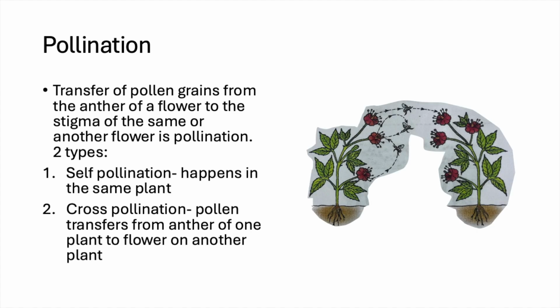Pollination is the transfer of pollen grains from the anther of a flower to the stigma of the same or another flower. There are two types of pollination. Self-pollination happens in the same plant. It could be on the same flower itself, or it could be another flower on the same plant. Cross-pollination is when pollen transfers from anthers of one plant to the flowers of another plant.